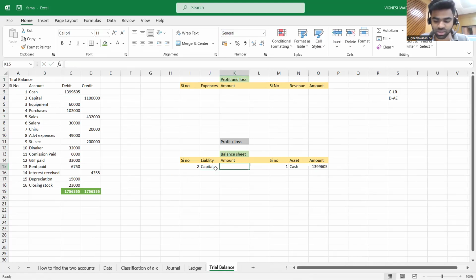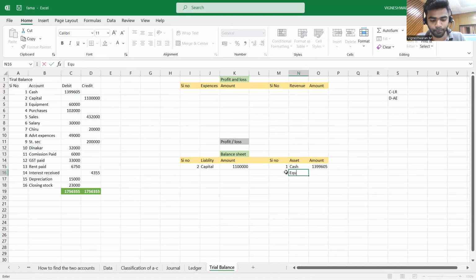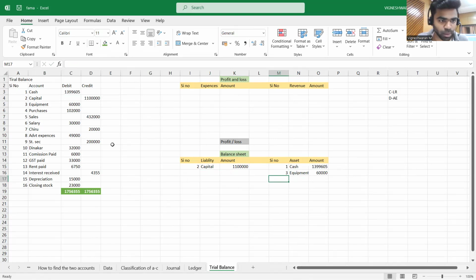Capital. So the amount is 11 lakhs, 11,00,123. Okay. Then the third one, equipment. Equipment is in debit, so equipment is an asset. The value is 60,000. Then the fourth one, purchase. Purchase is always an expense.